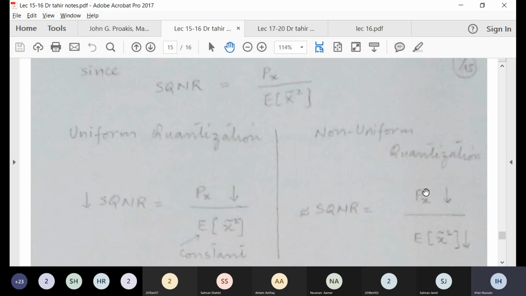So for non-uniform, if signal power is decreasing, noise power will also decrease, hence SQNR will almost remain constant because numerator and denominator are decreasing at the same time.